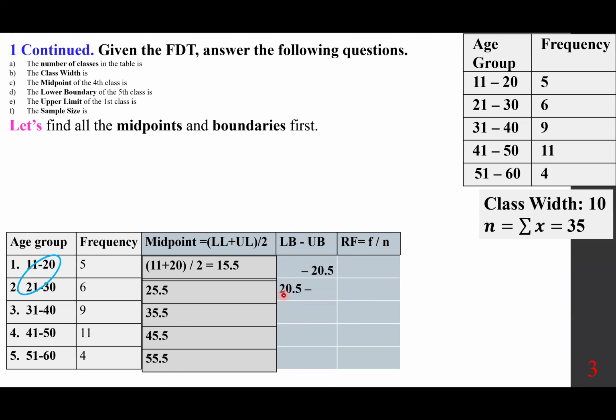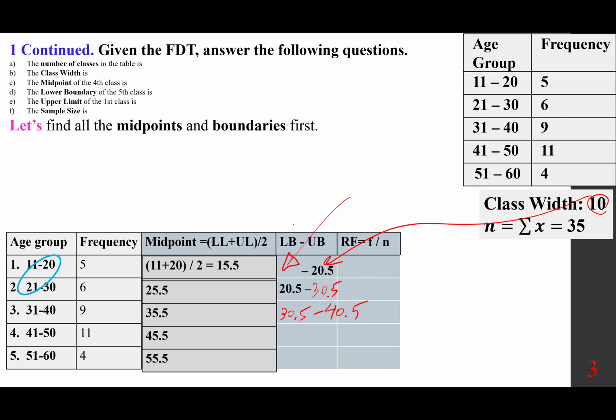Then we can do the same thing with the rest of them, but again, we're going to go back to the class width and make it easy. All you have to do is add 10 here, and it becomes 30.5. Just to give you an idea, I'm going to add 10 and I get 30.5, and I'm going to write exactly the same thing here. What about here? I'm going to add 10, I get 40.5, and I continue.